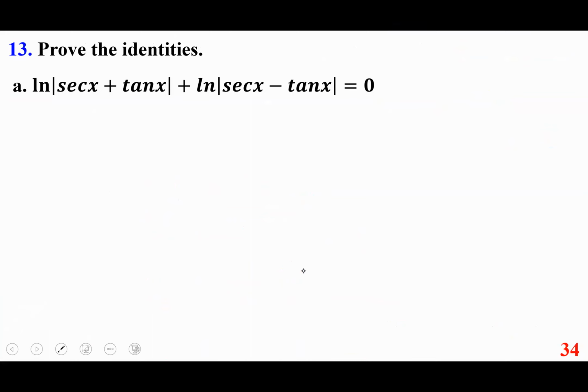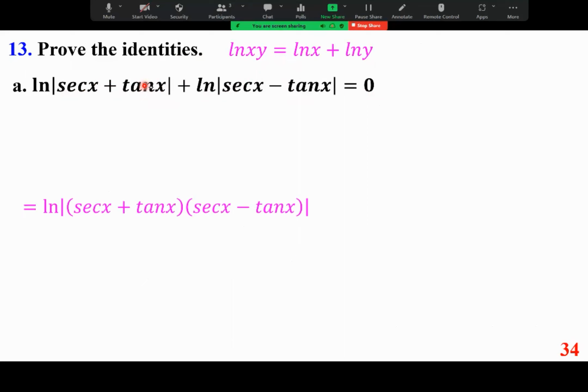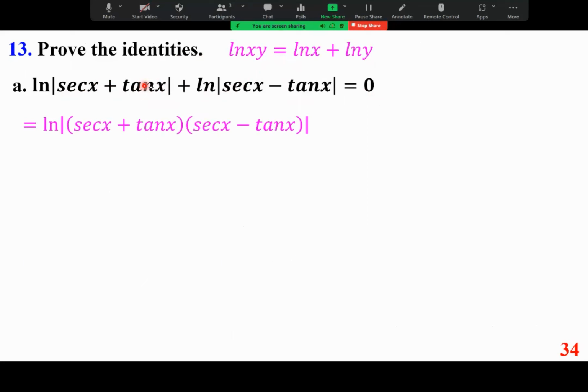We want to prove the identities, and ln of this plus ln of that equal to 0. I'm going to remind you of how we put them together. The product rule, if you recall, ln of xy is ln x plus ln y. So if I want to go this route, this becomes ln of the product of these two pieces, which is secant squared minus tan squared.